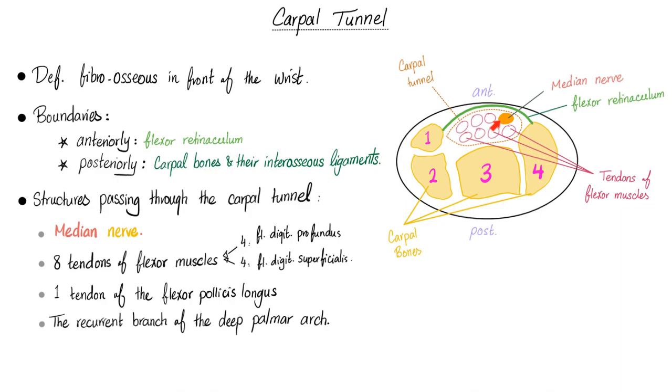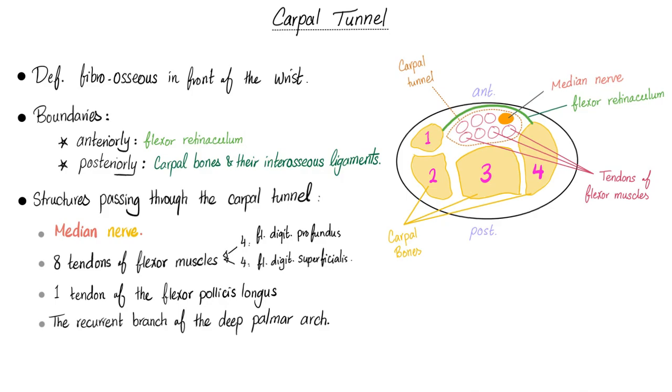You have the median nerve. Don't ever forget this. If you say everything but forget the median nerve, well, there is no hope for you. Sorry. Well, there is always hope. There is just no chance. Next, you have 8 tendons of flexor muscles, 4 tendons of the flexor digitorum profundus, and 4 for the flexor digitorum superficialis. The flexor pollicis longus has just 1 tendon, and this 1 tendon is included within the carpal tunnel, and don't forget the recurrent branch of the deep palmar arch.